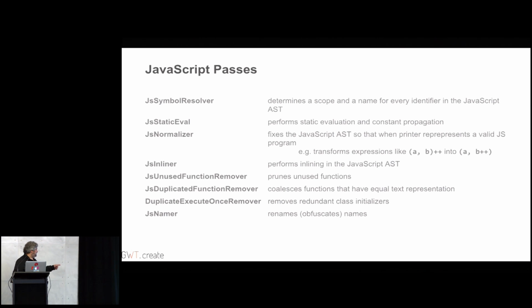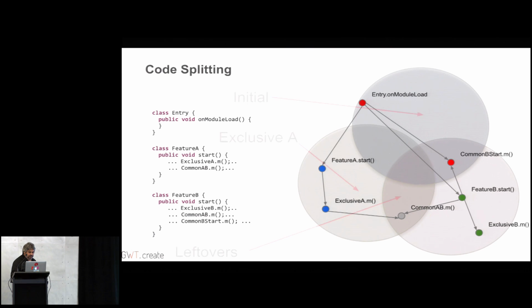And the last pass is the one that renames all the names into obfuscated names, so that's the namer, that produces the names that are actually printed in the program. And we have three namers: the pretty, the detailed, and the obfuscated. If you're running with stack emulation, we instrument the code to keep a better representation of the stack. Code splitting, I'm going to skip.